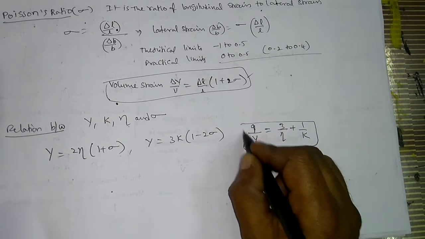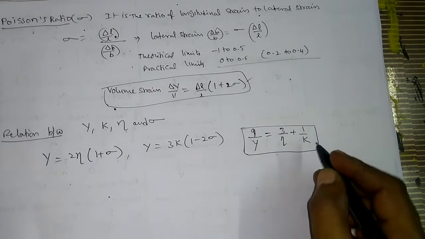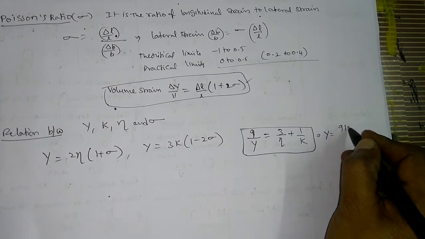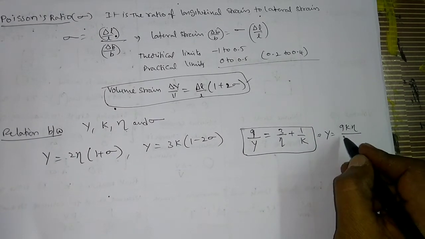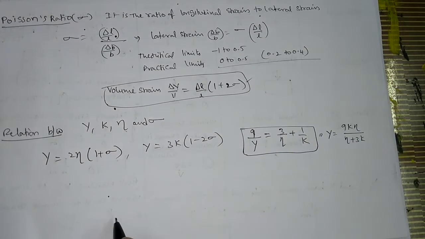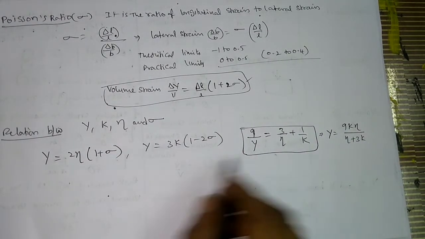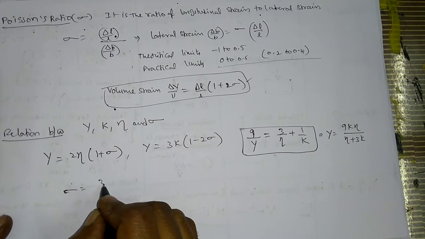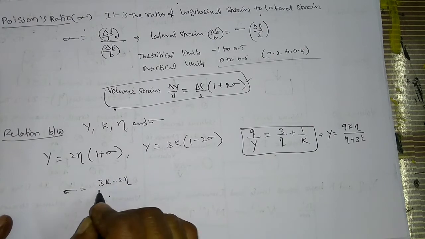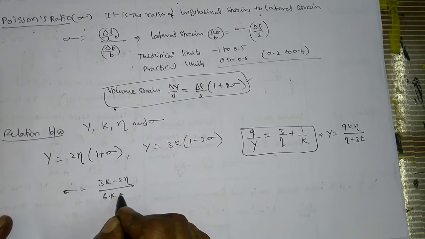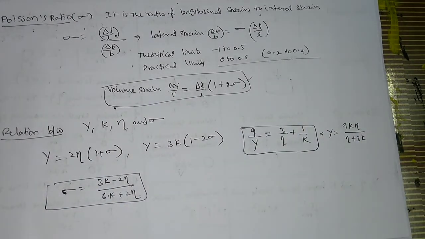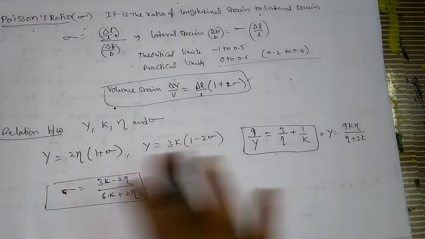This is important, the Y and k relation. Simple, or you can do the calculation using the LCM. We will get Y is equal to 9k eta by (eta plus 3k). Another relation for sigma, that is Poisson's ratio, is equal to (3k minus 2 eta) by (6k plus 2 eta). So these are the relations between Young's modulus, bulk modulus, rigidity modulus and Poisson's ratio. These are very important relations.